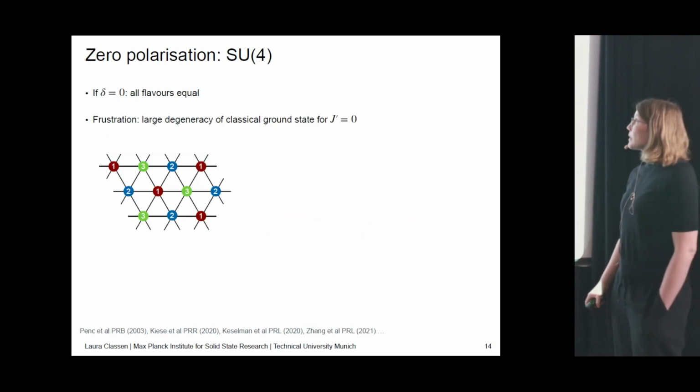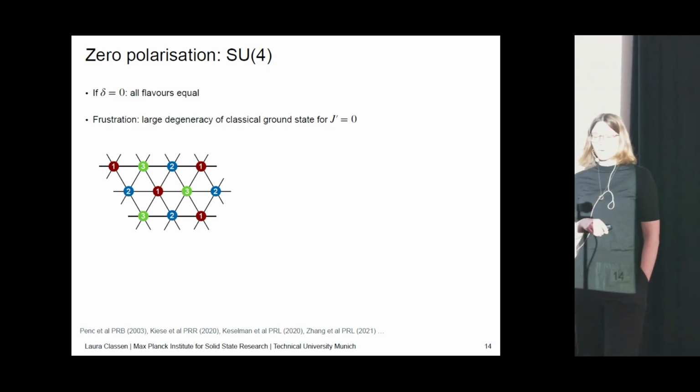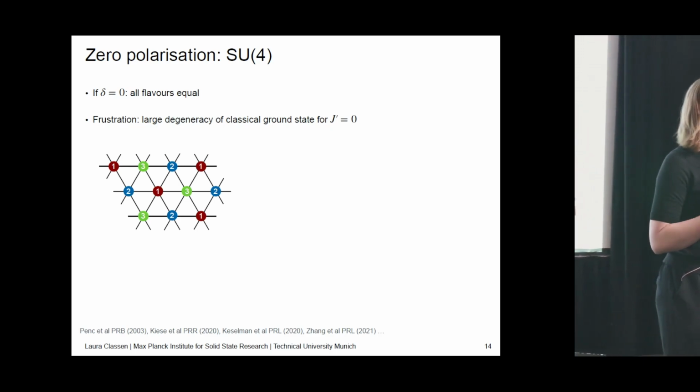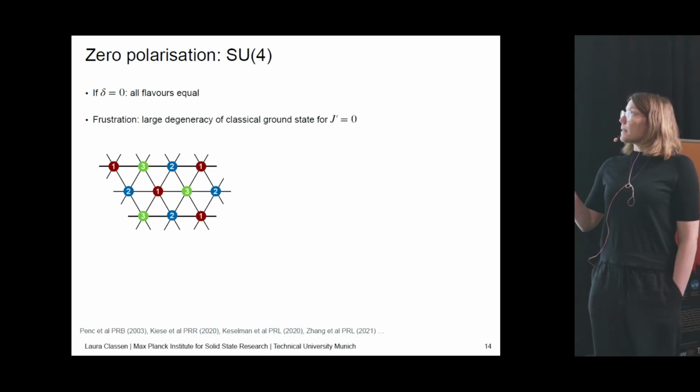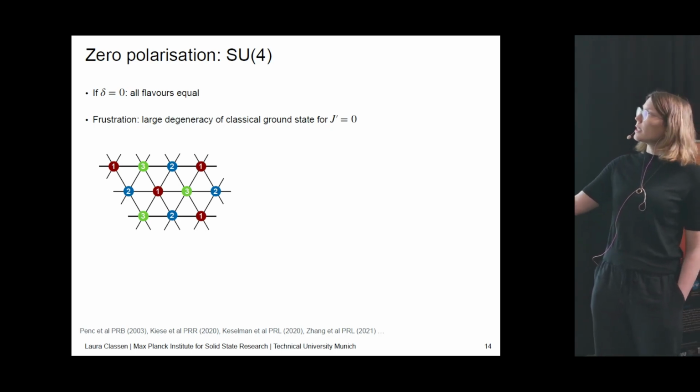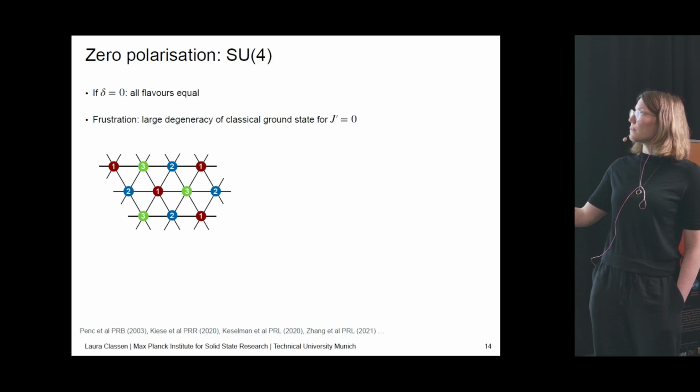Okay, so then this was one limit. Now let's go into the opposite limit of zero polarization field. In that case, we have a full SU4 symmetry. Now, in this case, as I'm showing here, I can easily satisfy the antiferromagnetic requirement that I want to have different flavors on neighboring sides.